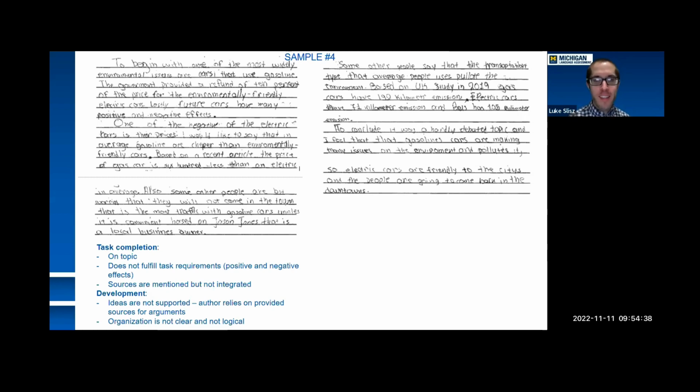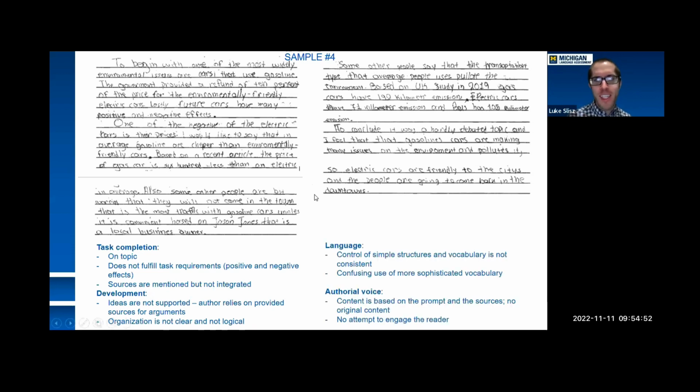And they don't really organize their passage in a way that is logical. They jump from the price of cars to what this business owner thinks about people coming downtown. And the connection between those 2 points is very unclear, and the reader cannot really establish that connection by themselves. In terms of language, even simple structures and simple vocabulary, the use of those things are confusing here. There is very confusing use of sophisticated vocabulary, so it's very hard for the reader to actually figure out what the test taker is trying to say in many of these cases.